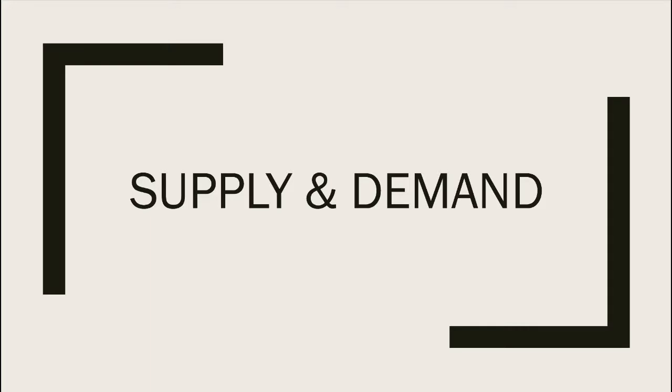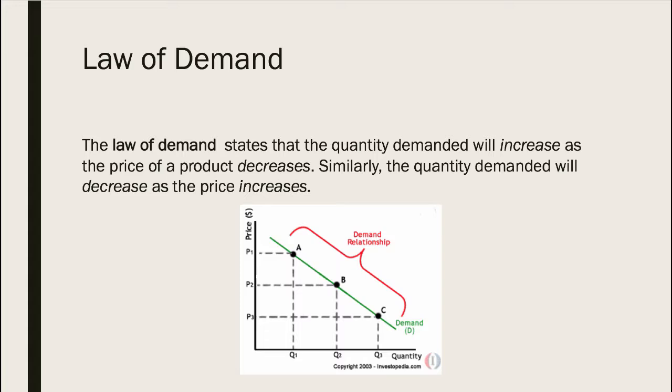In this lesson, we're going to look at a brief overview of supply and demand. The law of demand states that the quantity demanded will increase as the price of a product decreases. Similarly, the quantity demanded will decrease as the price increases. This should make sense if you're the consumer. If you're going to demand an item, you're going to demand it at a lower price. So, as the price is increasing here, we see that the quantity demanded is going to be decreasing. So this is an inverse relationship.